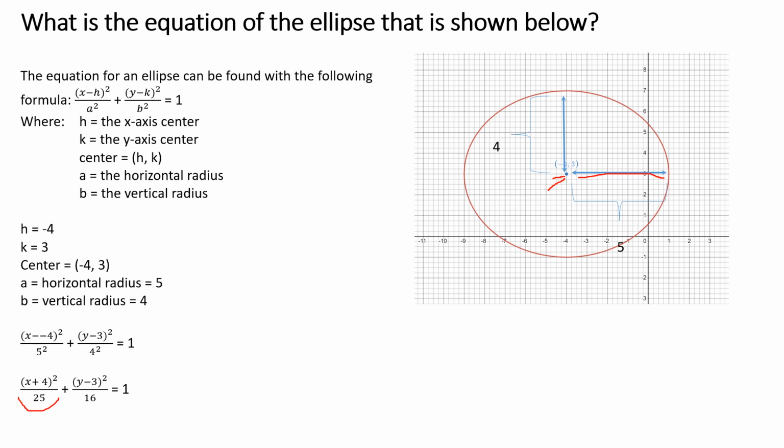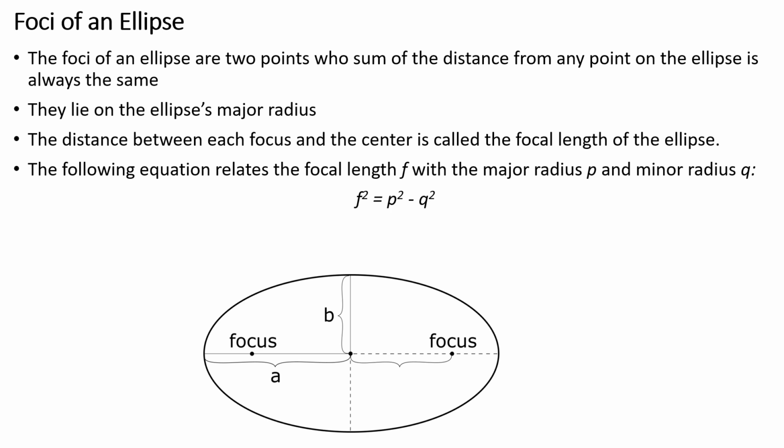And it looks like it goes from negative 3... or no, it goes from 3 to 7, which is 4. So 4 squared is 16. That's located at negative 4, 3. That's our equation. Now, the focus, as I said before, is basically the point that is equidistant from the center, and we can find that equation.